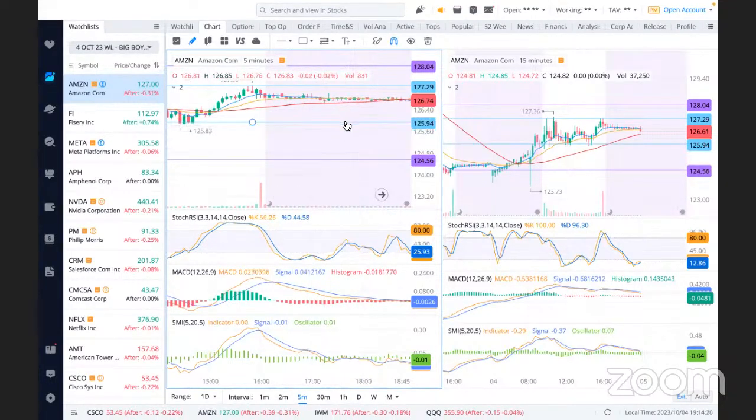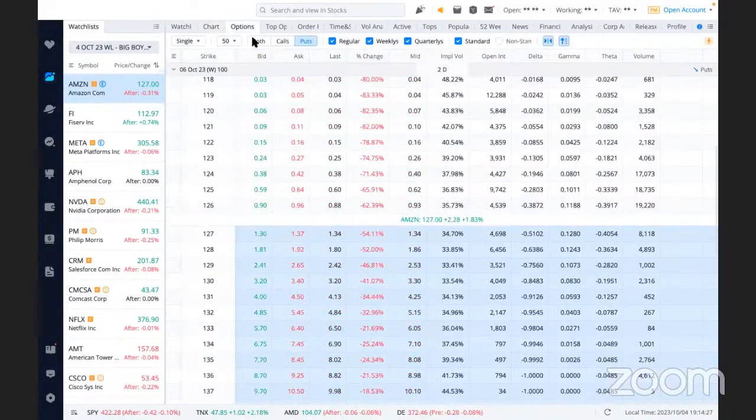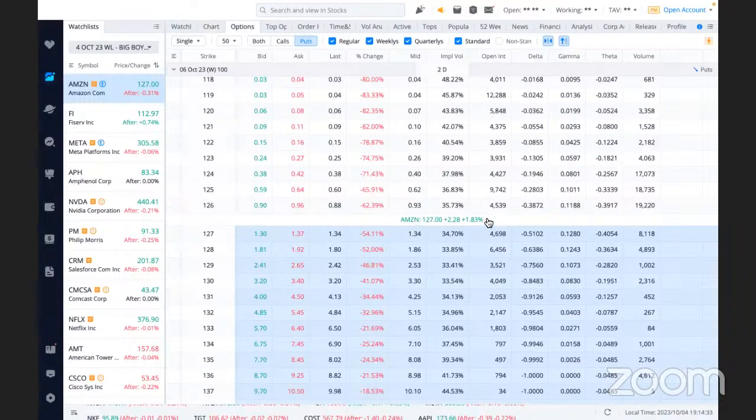All too often people, when they look, remember right here, where's it closed at? 126, right? All too often people will get into 126. We're right here, Amazon. Close on the bell right here.